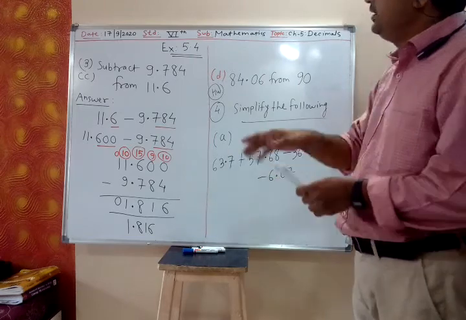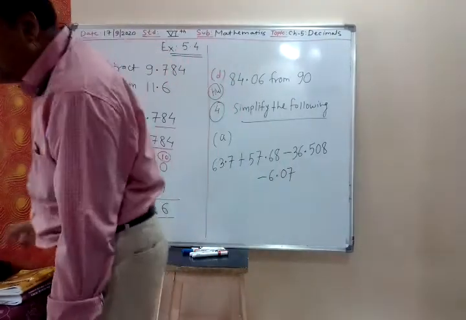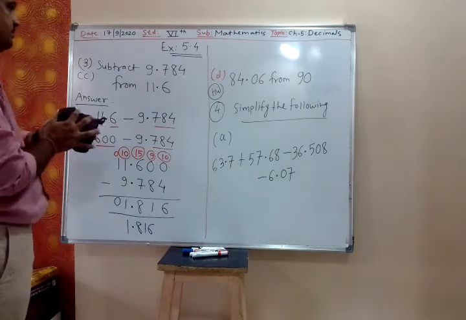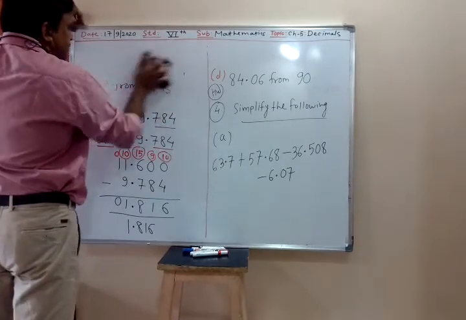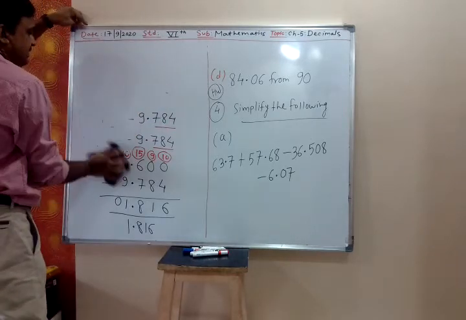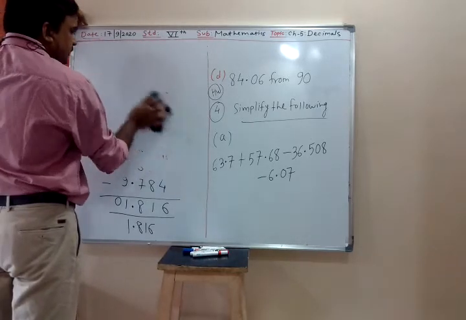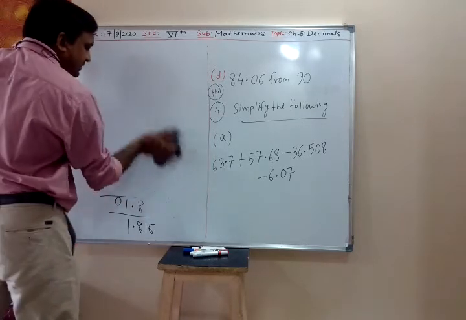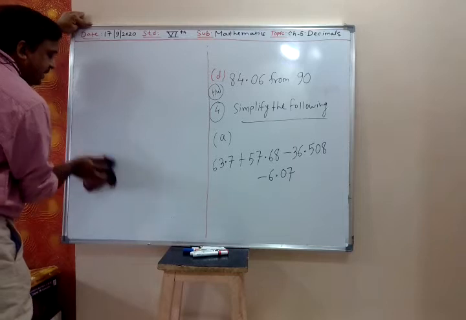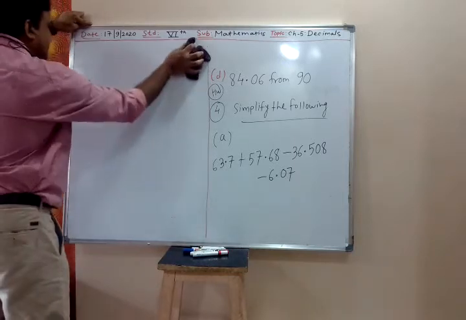You have to simplify. In this, you have to add and subtract both. First, you have to convert them into like decimals. Always before addition and subtraction, whichever numbers are given, you have to first convert them into like decimals. Like decimals means after the point the number of digits should be the same.